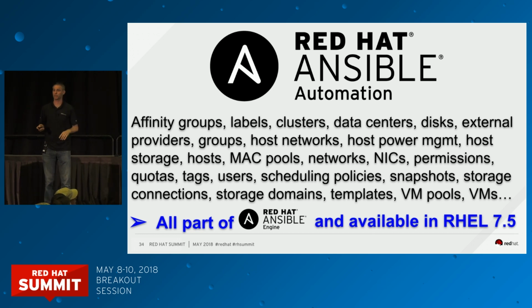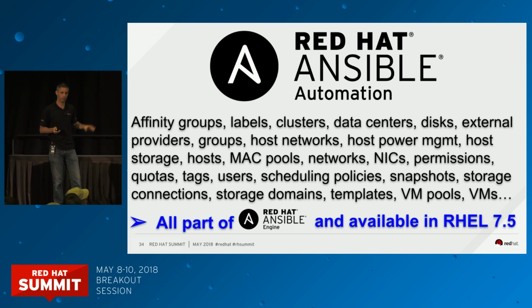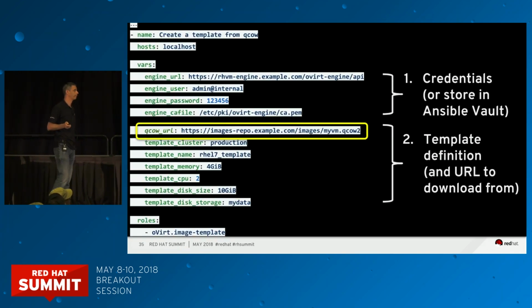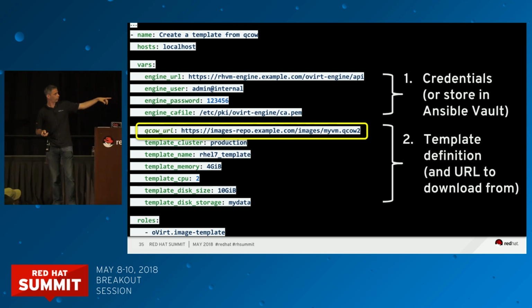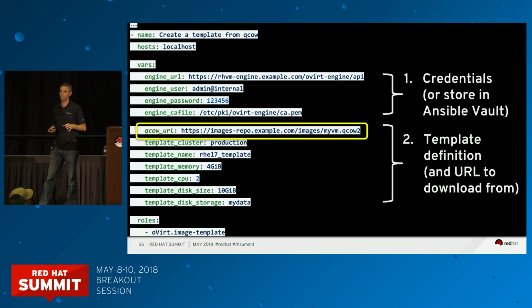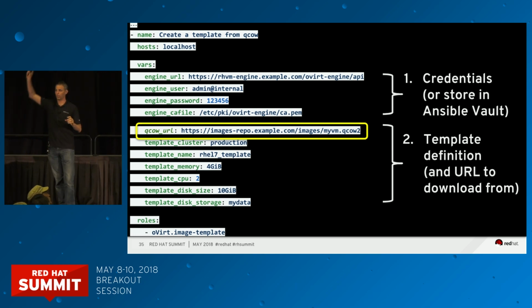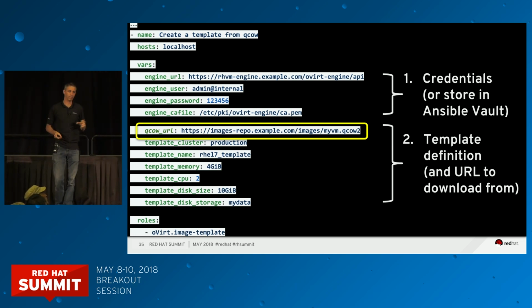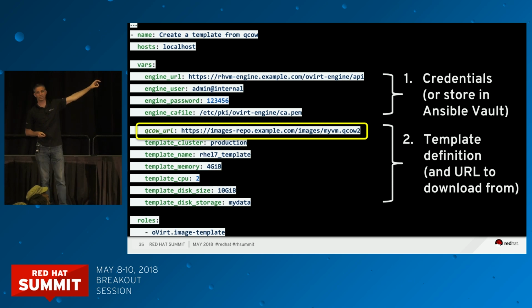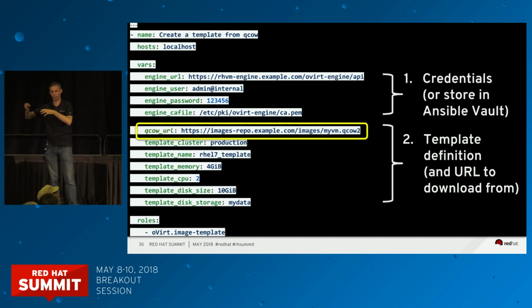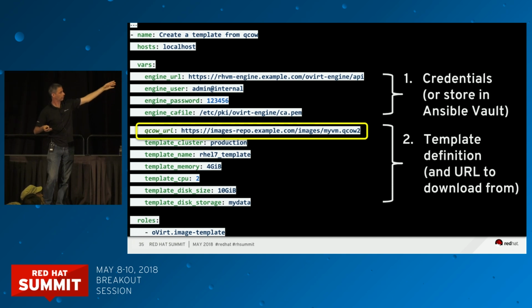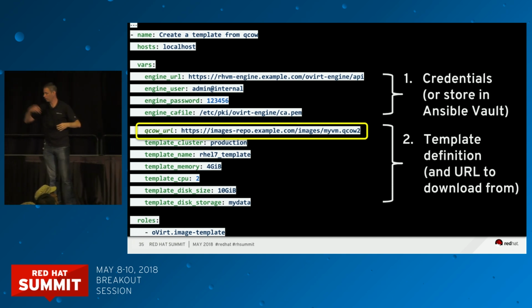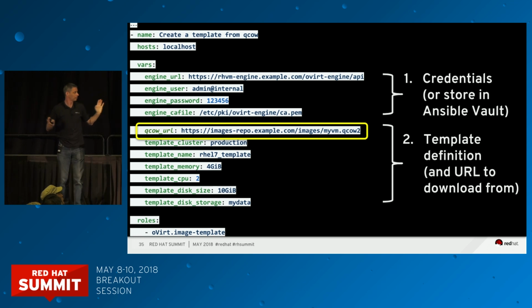Let me give you two examples of how easy it is. I'll take two examples of roles that we've developed and are shipping as part of RHEL 4.2. So this is the first example, how easy it is using the oVirt image template role to create a template from a QCOW image that's somewhere up there. All you have to do really is fill in the credentials section, which in production you will encrypt and put in the Ansible Vault. But the rest is just the template parameters. I highlighted the URL from which you download, but that's it.